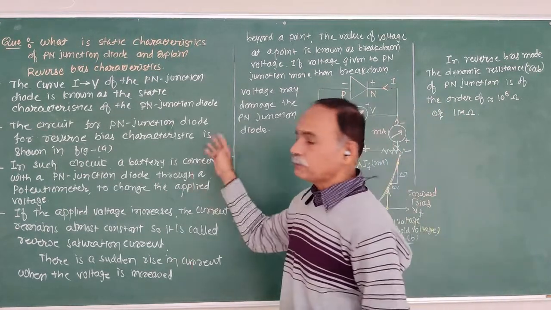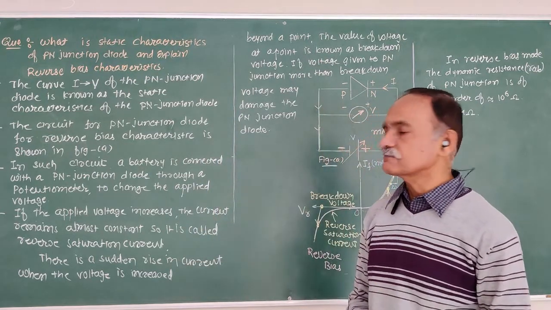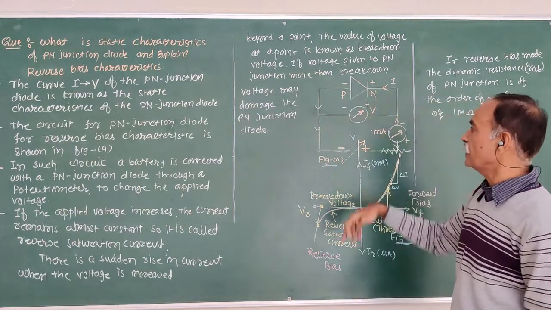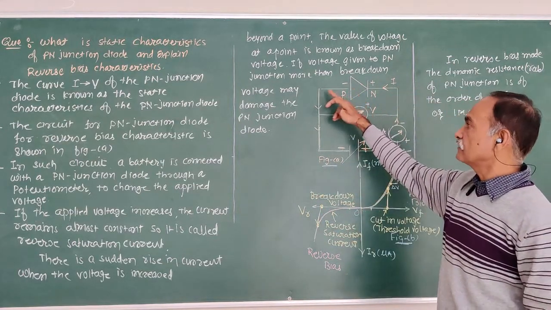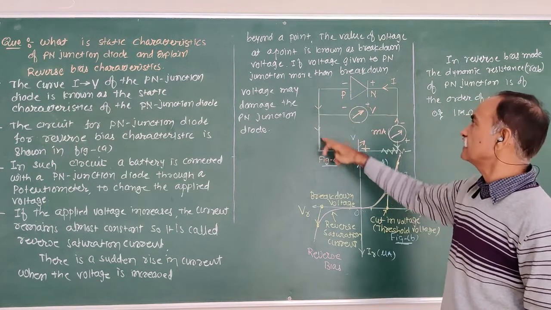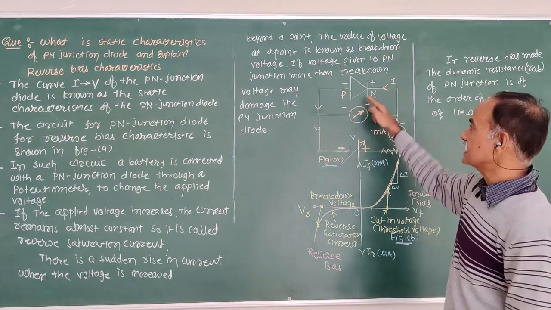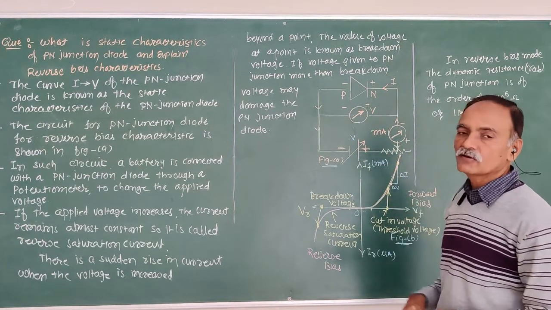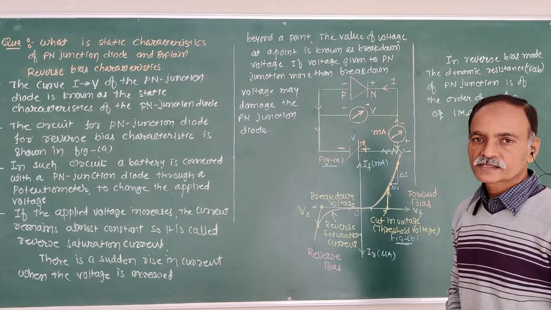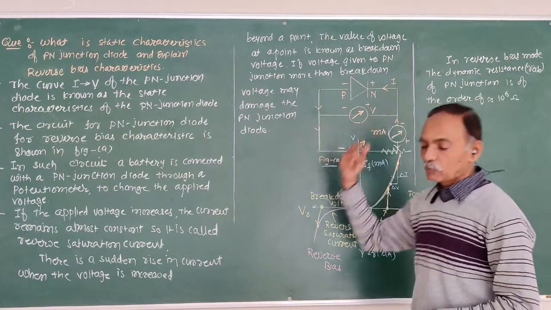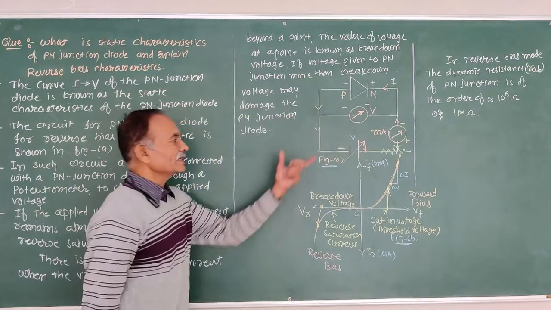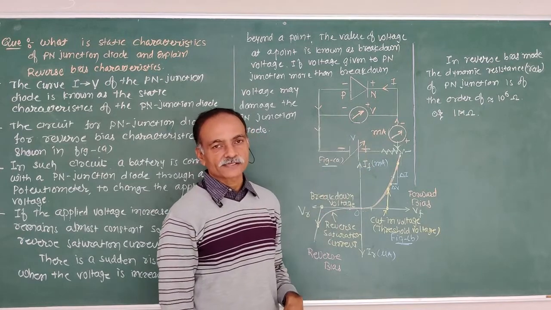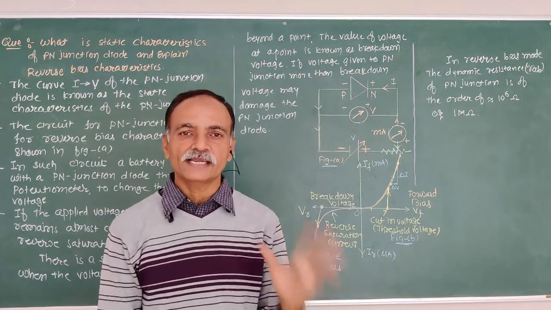Now, the circuit for the reverse bias characteristic of the PN junction diode is shown in the figure. Here is the symbol of the PN junction diode. The P side is connected with the negative terminal of a battery, and the N side is connected with the positive terminal of the external battery. To measure the voltage, a voltmeter is required, connected in parallel to the PN junction diode and also parallel to the battery. A voltmeter is always connected in parallel.